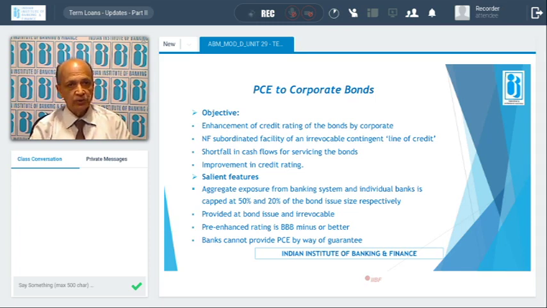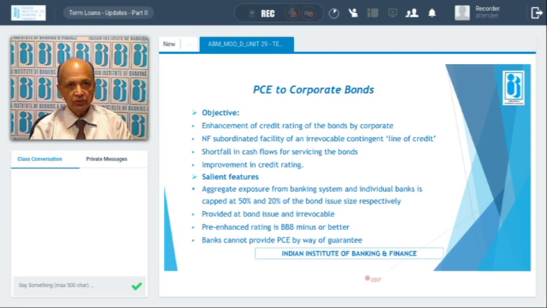Now we go ahead with the RBI directions for issuance. RBI permits banks to issue PCEs to corporate bonds, but with certain stipulations. What are the conditions? The first and foremost is that there is a cap, fixed for aggregate exposure from the banking system as well as for individual banks. Aggregate exposure from the banking system should not exceed 50% of the bond issue size.